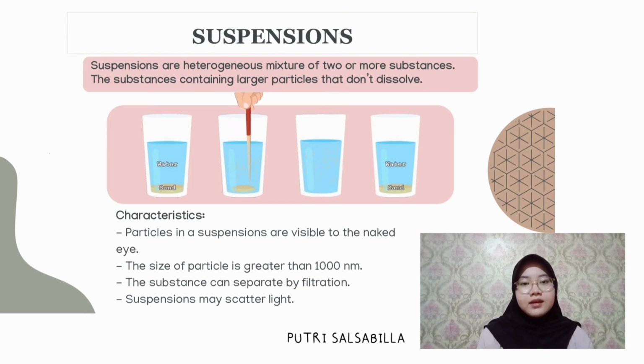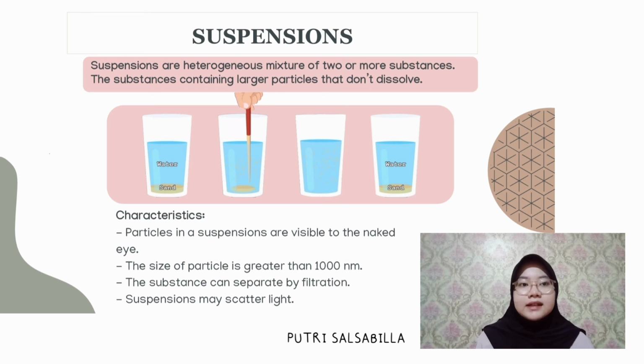Okay, next. What is a suspension? Suspensions are heterogeneous mixtures of substances that don't dissolve. Look at the example. When we add sand into the water, we get a suspension. In a suspension, the sand settles out when left undisturbed. Then, if we stir or shake it, the particles in a suspension seem to be evenly distributed throughout the mixture, but the particles still remain visible. After some time, some of the particles settle at the bottom of the container.